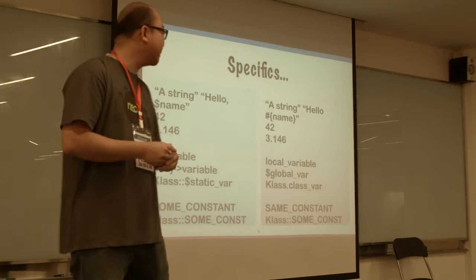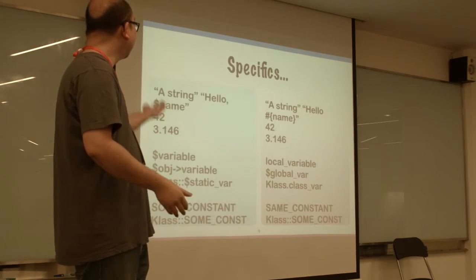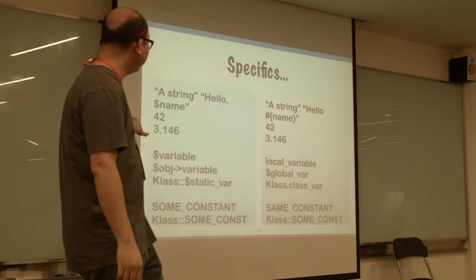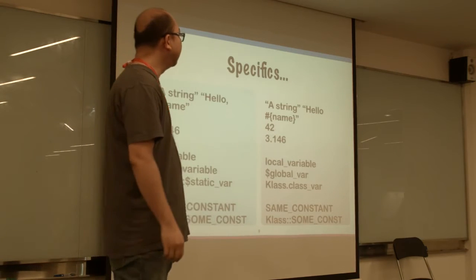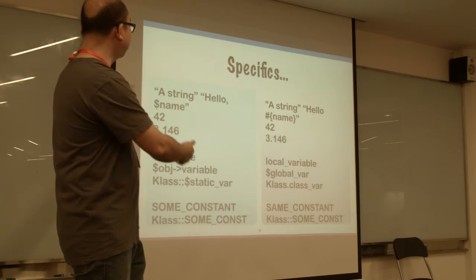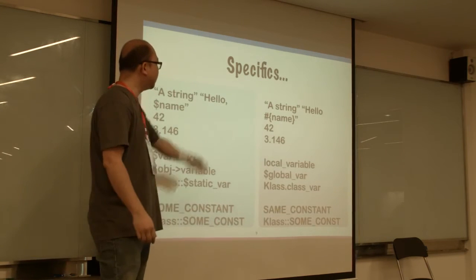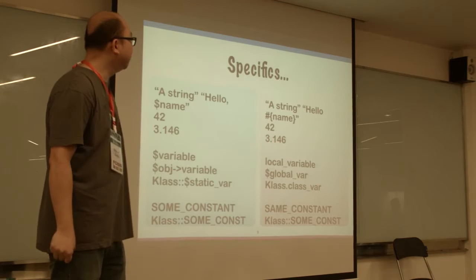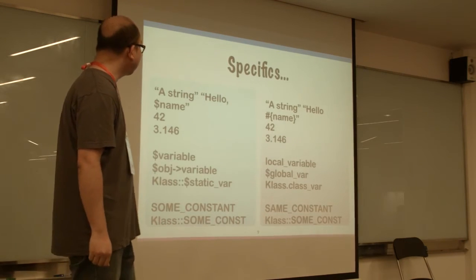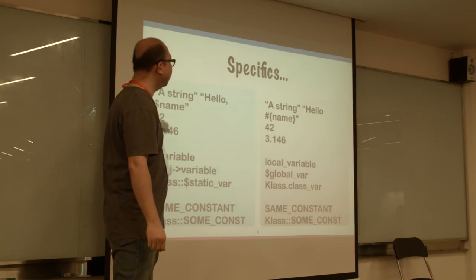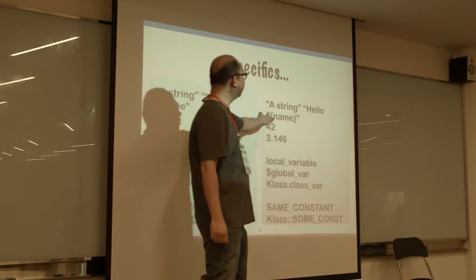Anyway, some specifics here. On the left, you see PHP code. On the right, you see Ruby code. So strings. You have a string like this with double quotes. Same thing in Ruby. This is how you do variables with $ in PHP. And this is variables in Ruby.